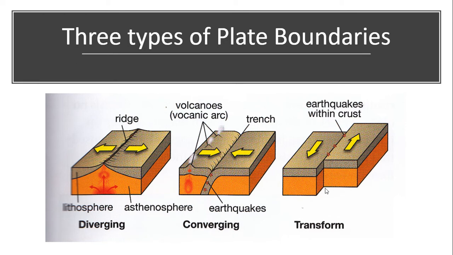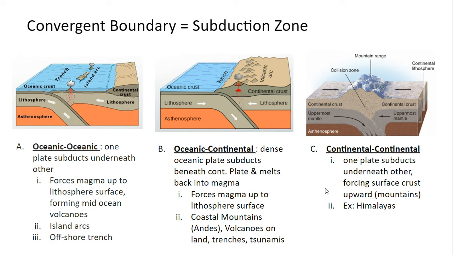So here's a nice little visual of our three types of plate boundaries. So our transform, we know our plates are moving in opposite directions. Converging, we know our plates are coming together, versus diverging, our plates are moving away.